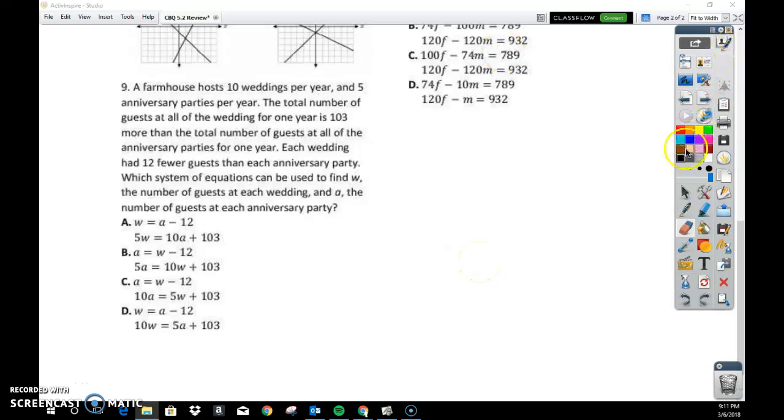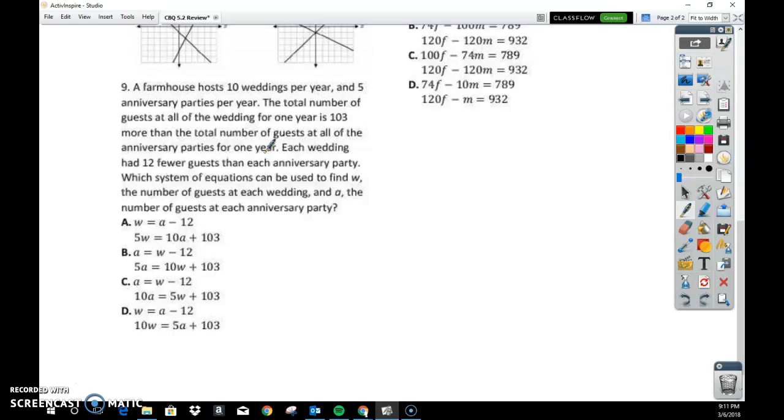Alright guys, so in this video I'm going to be going over number 9. Okay, so it says a farmhouse hosts 10 weddings per year and 5 anniversary parties per year. So the total number of guests at all of the weddings for 1 year is 103 more than the total number of guests at all of the anniversary parties for 1 year.